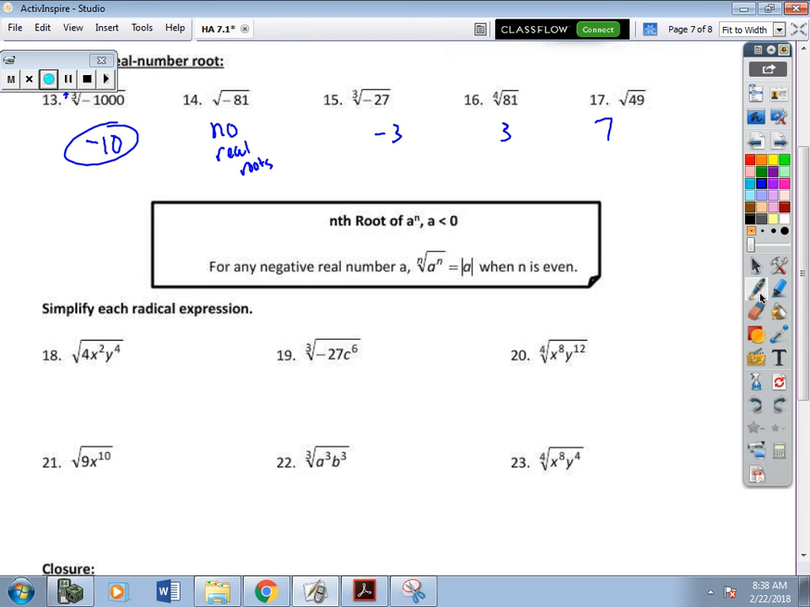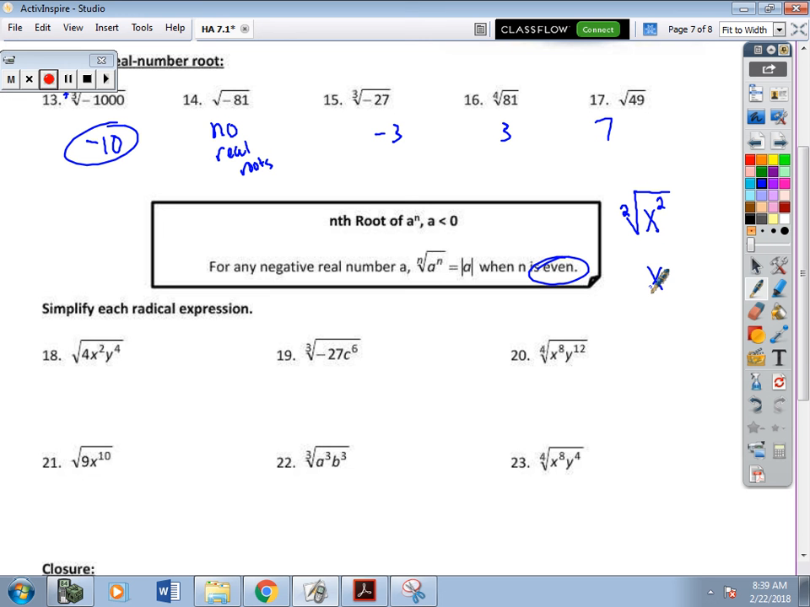So, something you have to be careful of is when you have these variables in here. When you take the nth root of anything to an even power, so if you take the square root of, say, x squared, we know that the square and the square root just kind of cancel each other out, so we should just get x.